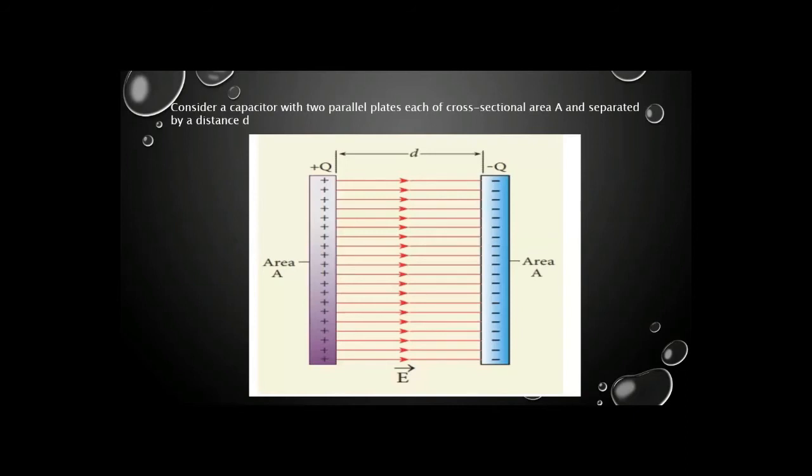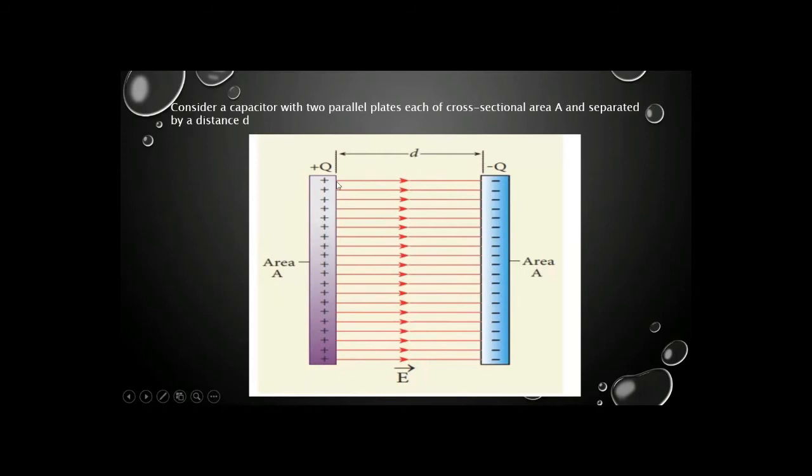Here is the parallel plate capacitor. As you can see, we have the two plates and these are the metallic plates. Here we have some positive charge and here we have some negative charge. The lines indicate the electric field between the positive and the negative charges. The distance between the two plates is represented by d, or we can also represent it by r.